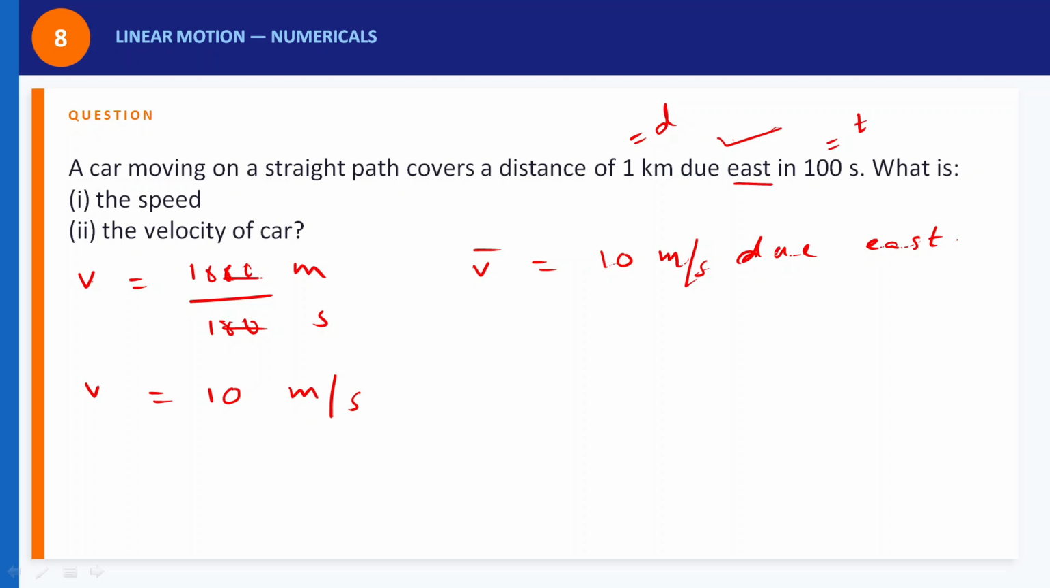Okay, I think have you understood it? What is the difference? Speed is a scalar quantity which does not have a direction. Velocity is a vector quantity which has a direction.